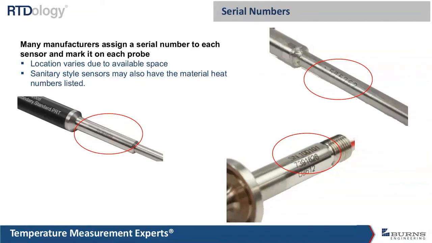Typically the manufacturers will have tested the probe's resistance just to make sure that it meets the Class A or Class B standards. And the serial number helps track that back to an international standard so that you know there's a continuous path of traceability.